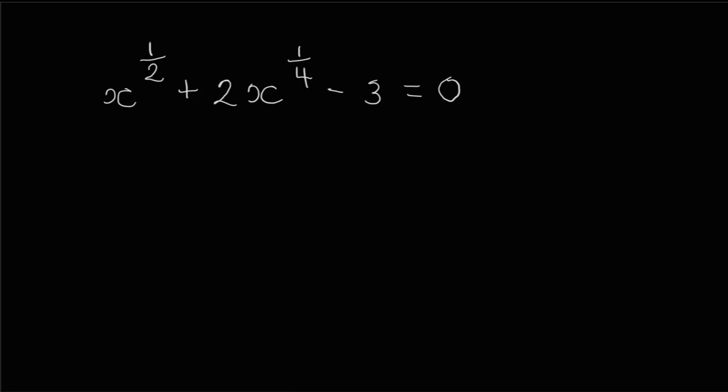In this example, we have x to the power 1 over 2 plus 2x to the power 1 over 4 minus 3 equals 0. The first step is to identify what you are going to let k equal to. Generally, when you have a rational exponent, remember rational means fraction, we generally choose k with the smaller exponent. So between 1 over 2 and 1 over 4, x to the power 1 over 4 has the smaller exponent. That is what we are going to let k equal to.